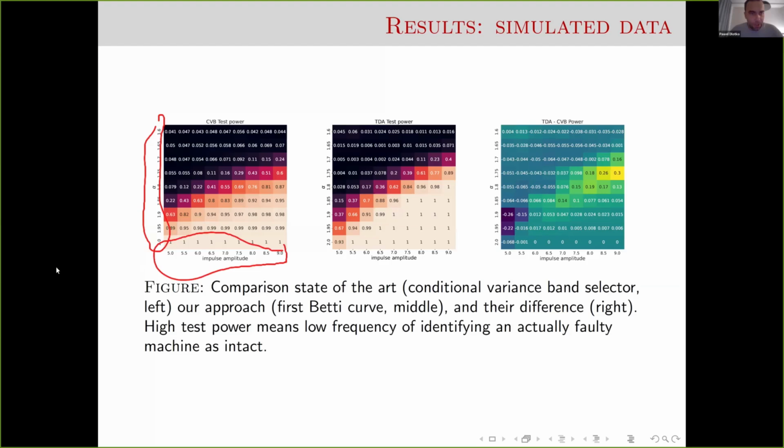Our main competitor in the state of the art is the so-called CVB method. It's a spectral method. The TDA test power is in the middle. And the difference is on the right-hand side. On average, topological methods perform better than the state of the art on the synthetic example. So that was the first layer of trust.